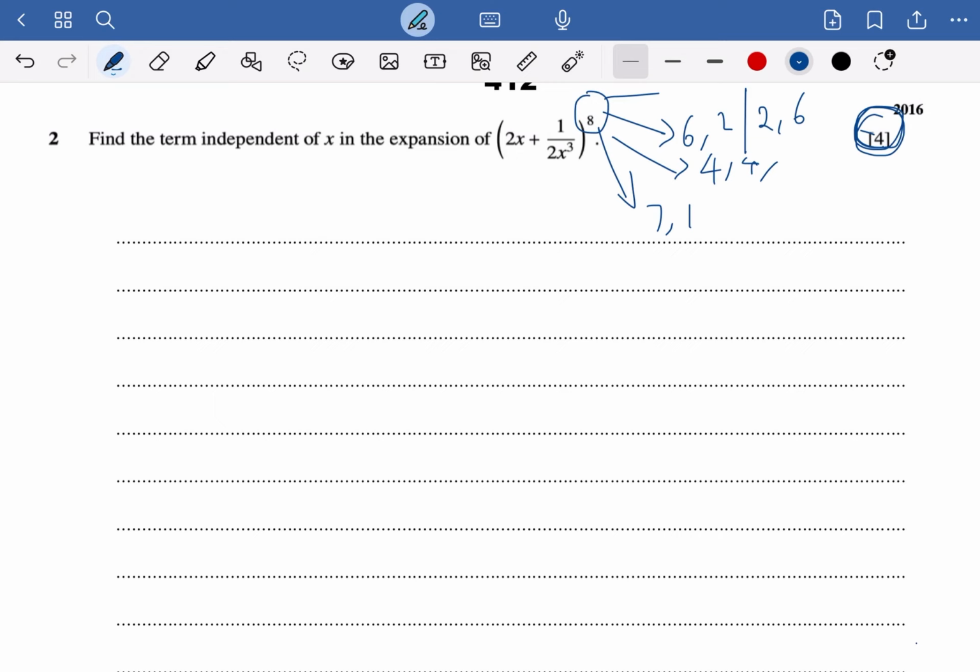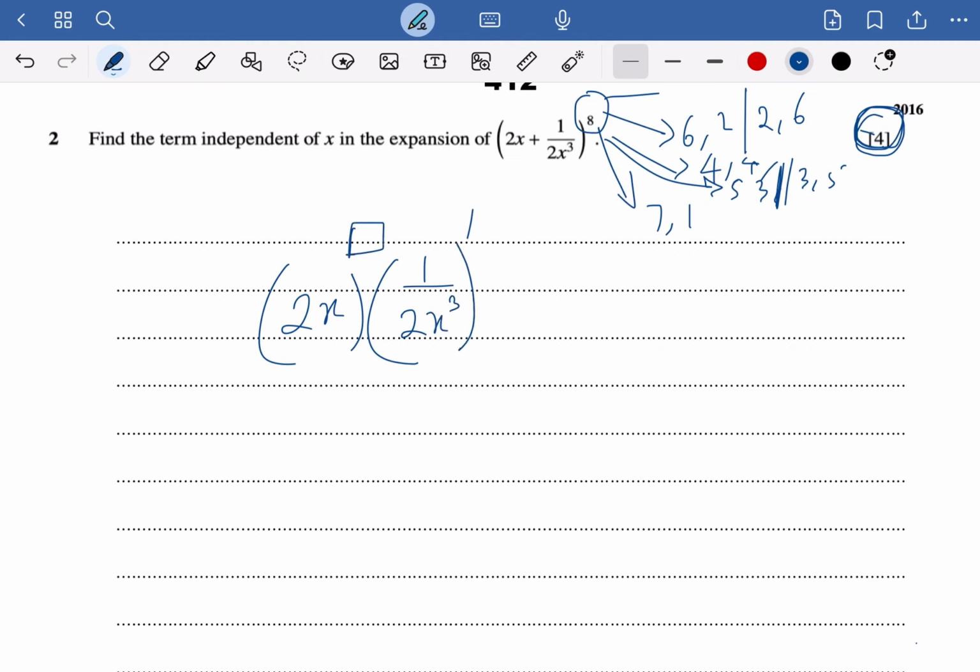So I have a lot, right? I can have 5 and 3, 3 and 5. Is there any other? 1, 2, 3, 4? I think these are some of the combinations. So like we saw, this will always be 2x, 1 over 2x cubed. So these powers should add up to give me 8. And I have a few combinations here.